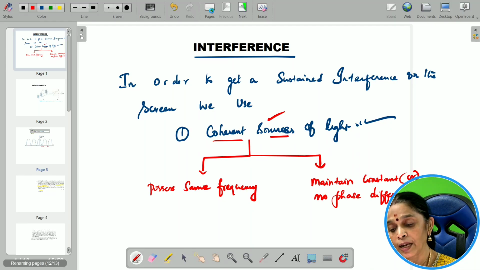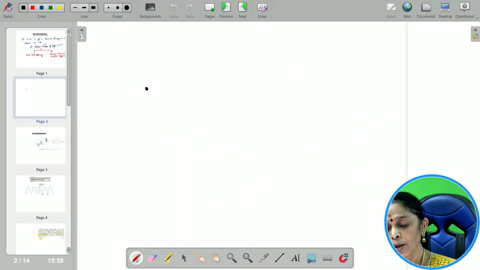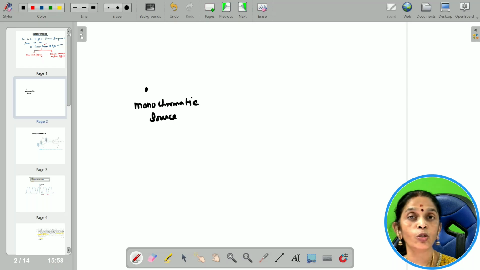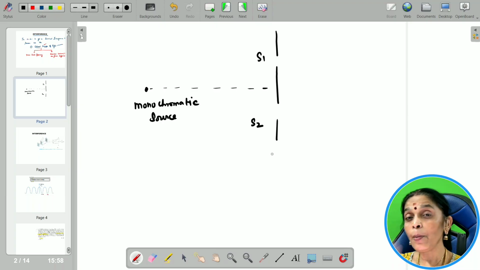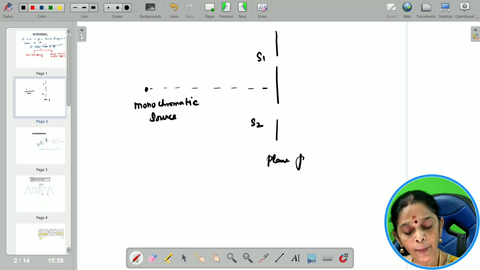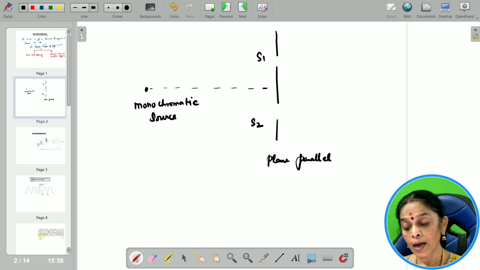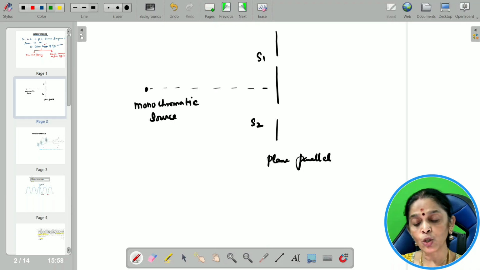Therefore, in order to get a coherent source, first use a monochromatic source. Mono means single, chrome means color. From the monochromatic source of light, you set up, in the path of the light, two narrow slits, plane parallel to each other. The light from the monochromatic source falls on the two slits. These two slits are considered to be a coherent source.